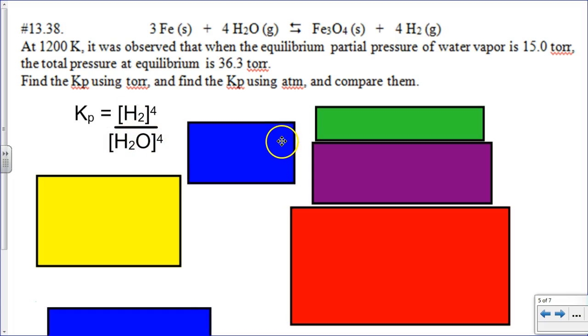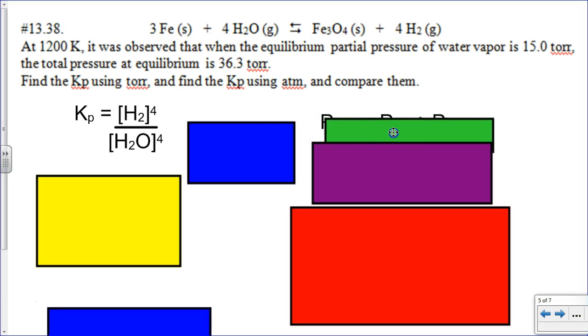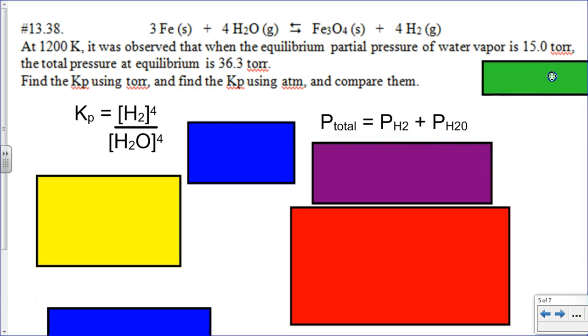Now, this gets a little tricky because we're given the water vapor pressure and we're given a total pressure. Something that we haven't talked about yet, but that's very common in chemistry, is the law of partial pressures. And that is simply that the total pressure is all of the partial pressures added up.